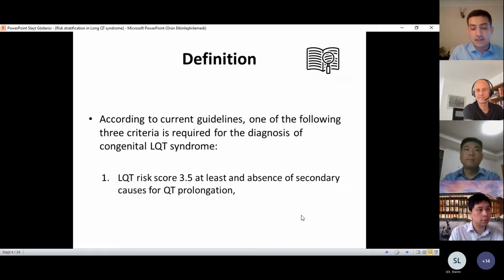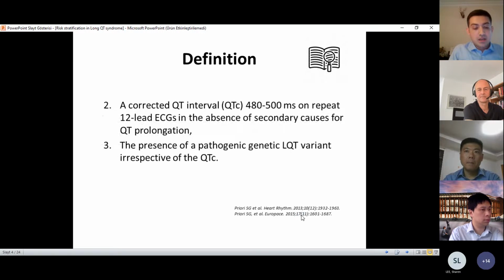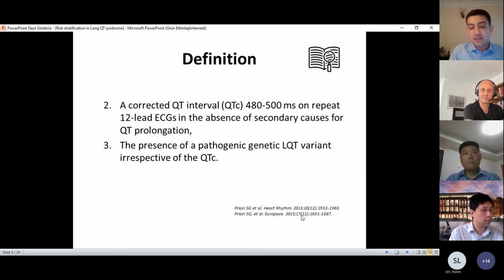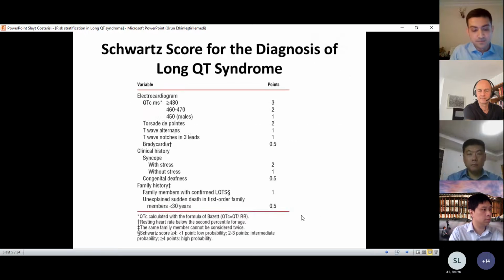According to the current guidelines, one of the following three criteria is required for the diagnosis of congenital long QT syndrome. 1. A long QT risk score of at least 3.5 and absence of secondary causes for QT prolongation. 2. A corrected QT interval of 480 to 500 milliseconds on repeat ECGs in the absence of secondary causes for QT prolongation. And 3. The presence of a pathogenic genetic long QT variant irrespective of the corrected QT duration.